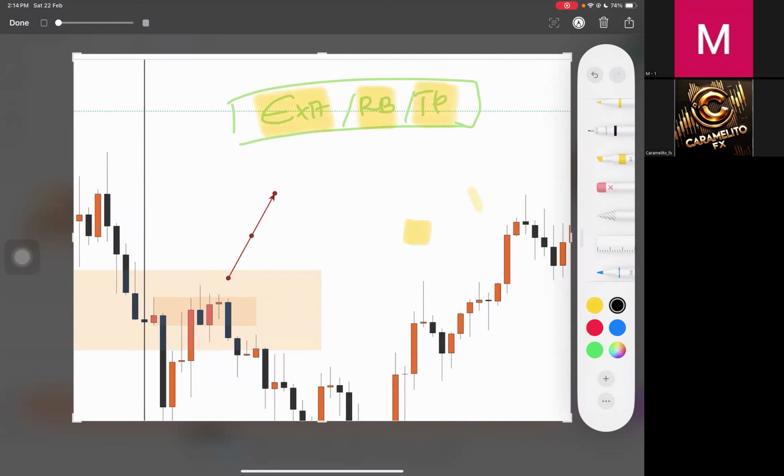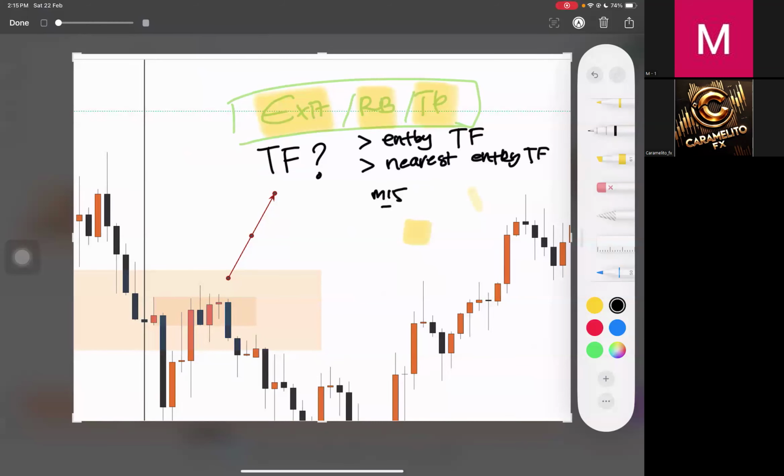So in which time frame? TF is time frame. In which time frame should I check for roadblock, take profit, and exit? Basically, your entry time frame or your nearest entry time frame. If let's say you enter on F15, check the roadblock on F15 first. If all the roadblocks can go through, only then you check on H1. Do not enter on F15, then check the roadblock straight away on H4. That's not a proper thing to do, because of why?